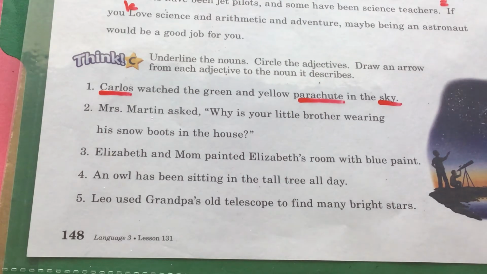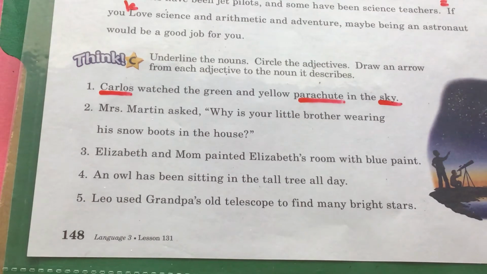Carlos is the first word of the sentence. There are no adjectives describing Carlos. So we're just going to leave that one alone. Let's go to the next noun. The next noun is parachute. Are there any words that describe parachute?